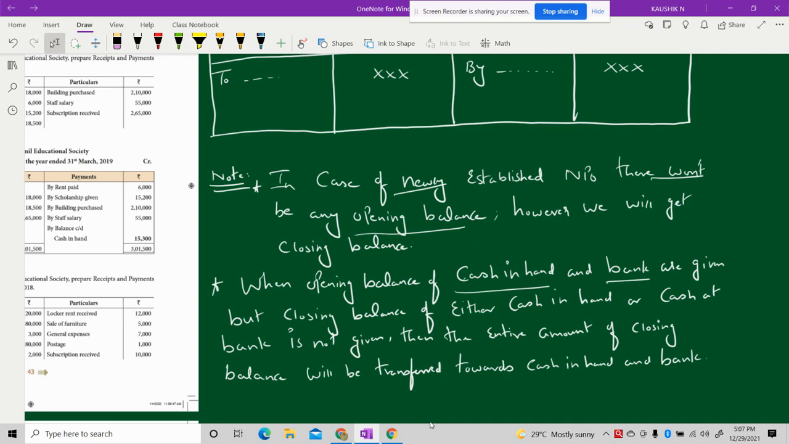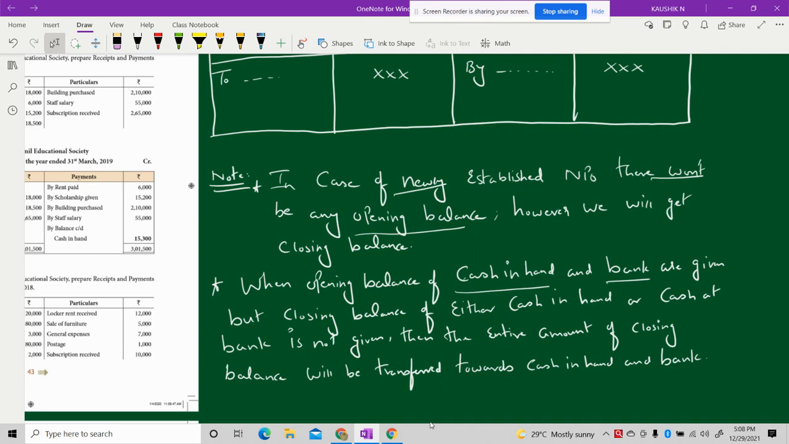The second point which we insist on is that when the opening balance of cash in hand or cash at bank is given, but the closing balance of either of these two, that is cash in hand or cash at bank, is not given, then the entire amount of the closing balance will be treated as the amount transferred to cash in hand and cash at bank. I repeat, if you don't find the amount in your closing balance, then the entire amount which we receive as a balancing figure should be transferred towards cash in hand and cash at bank.